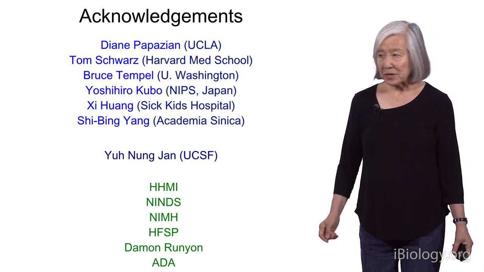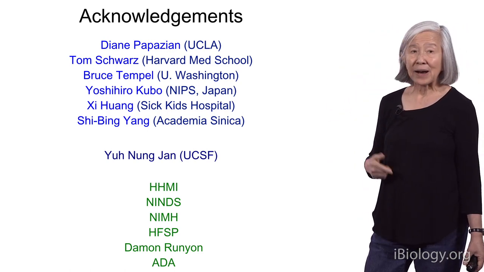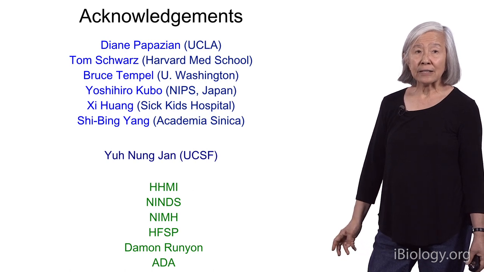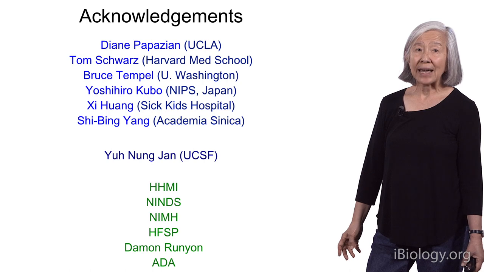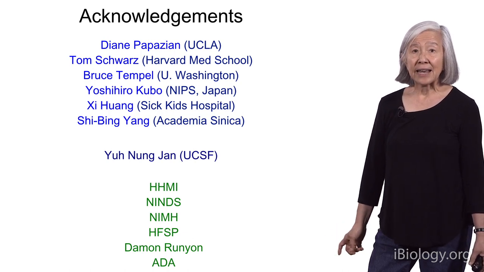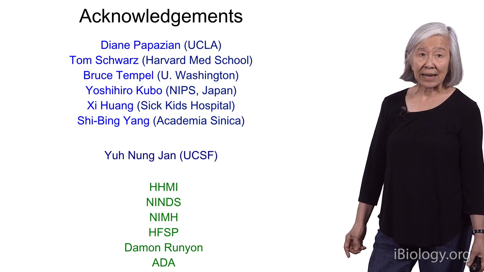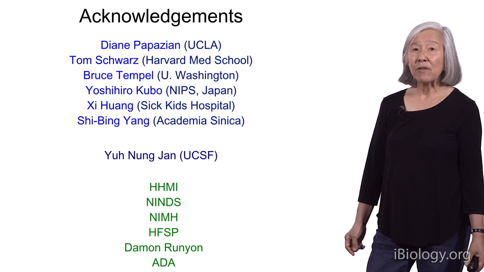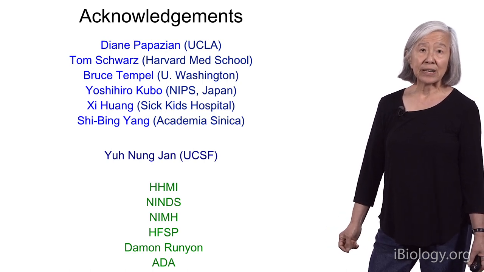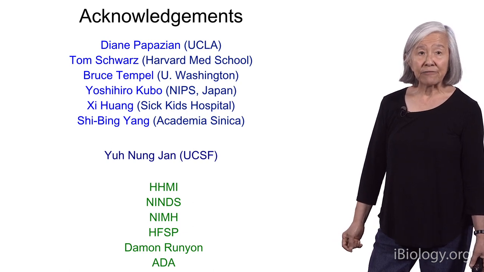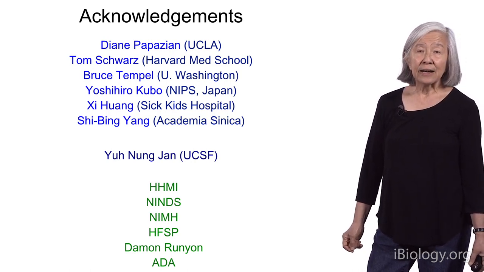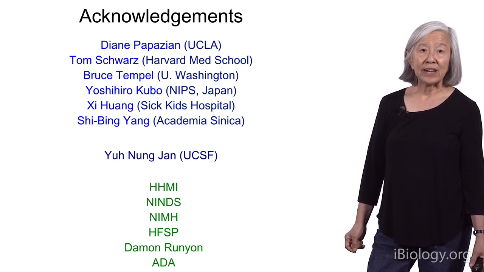So for the work I've described so far in this first part of my talk, Diane Papazian, Tom Schwarz, and Bruce Temple worked on the chromosome walk initially to identify Shaker as the first voltage-gated potassium channel. Yoshihiro Kubo relied on expression cloning to identify a founding member of the inward-rectifier potassium channel. More recently, Xu Huang did a study of medulloblastoma to identify the function of another type of voltage-gated potassium channel in controlling proliferation and metastasis. And Xubing Yan did the mosaic analysis to find a role for Kv1.1 in the adult neuroprogenitors.